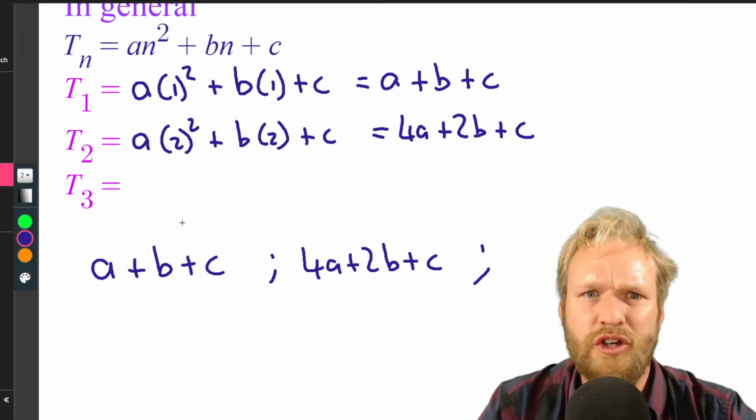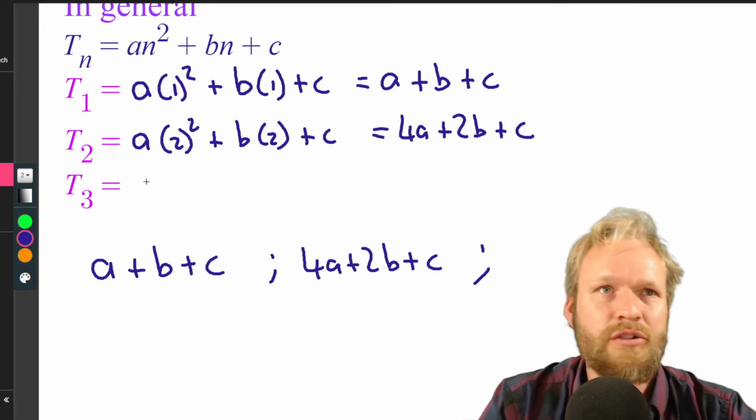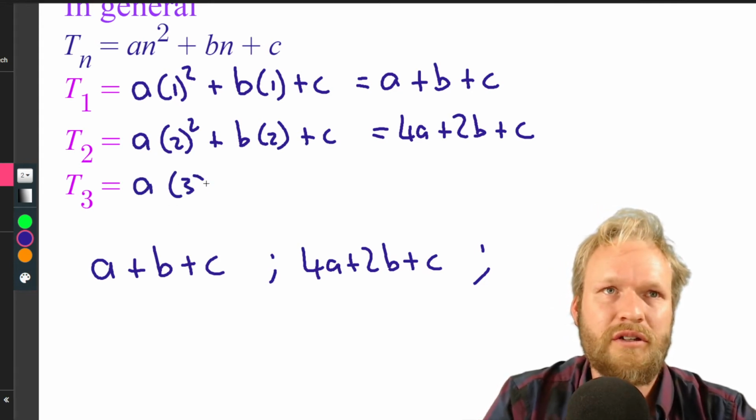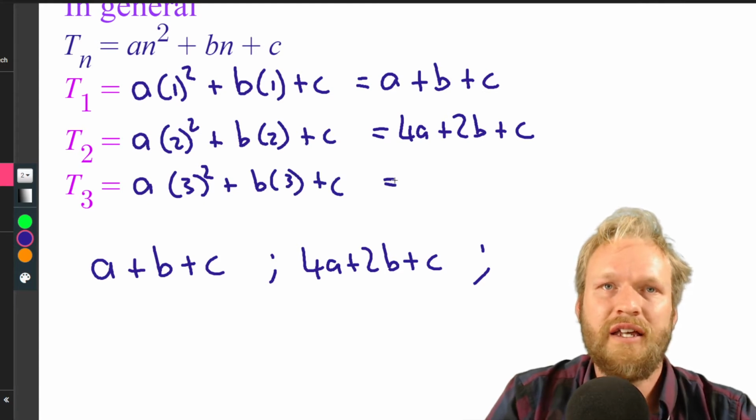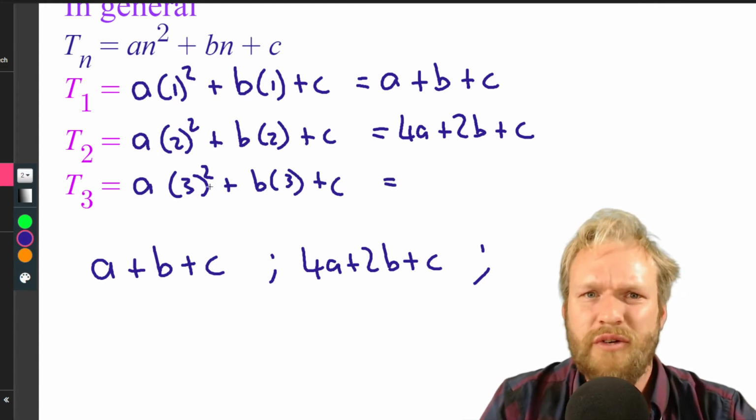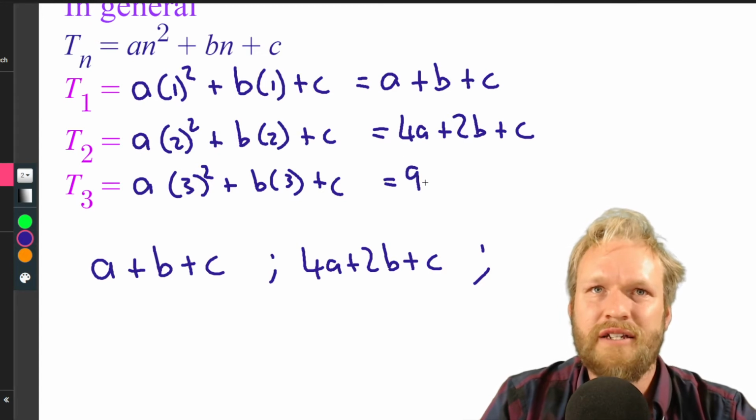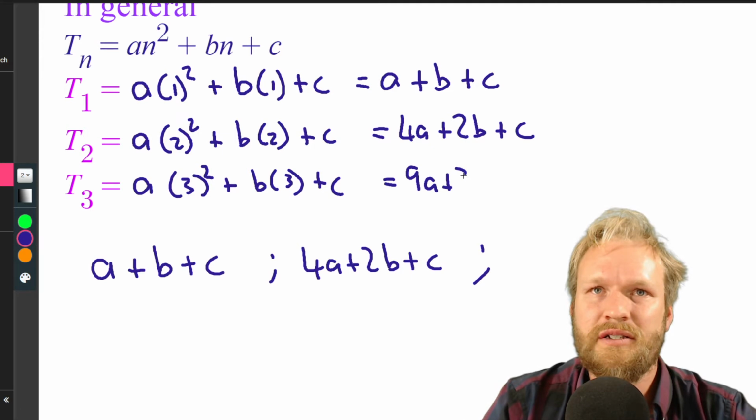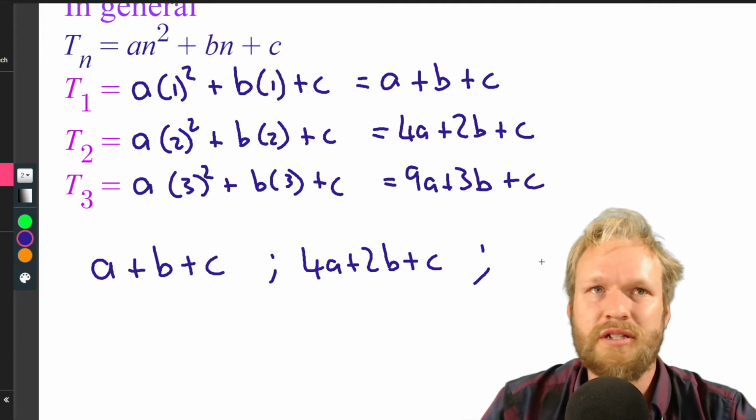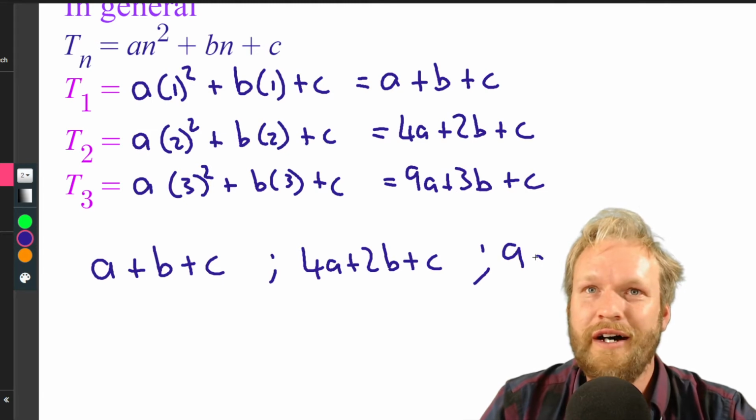Okay, and third term, same idea, go for it. So we've got a times 3 squared plus b times 3 plus c. 3 squared is 9, a times 9 we could write as 9a, b times 3 is 3b, and c, well, c is just c all the time. So 9a plus 3b plus c.